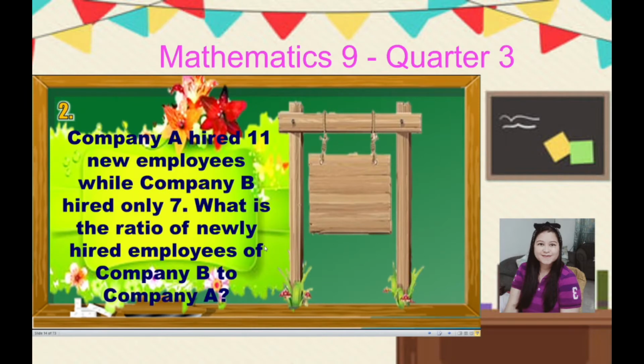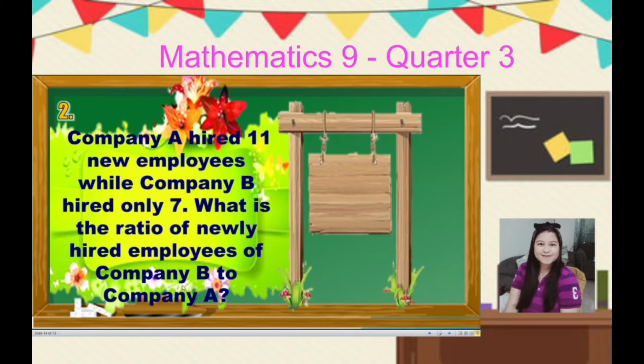Company A hired 11 new employees while Company B hired only 7. What is the ratio of newly hired employees of Company B to Company A? So, kung makikita po ninyo, Company B muna to Company A. So, titingnan natin muna yung bilang ng Company B newly hired employees, susundan nung Company A newly hired employees. So, sa Company B merong 7, sa Company A ay mayroong 11.